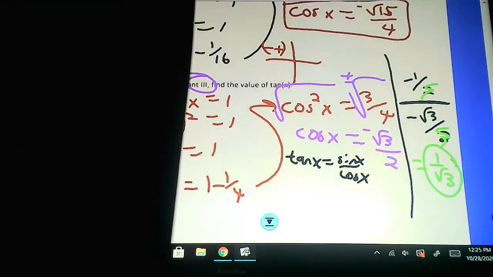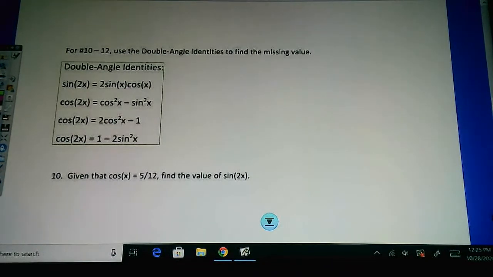Moving right along here. Double angle rules.